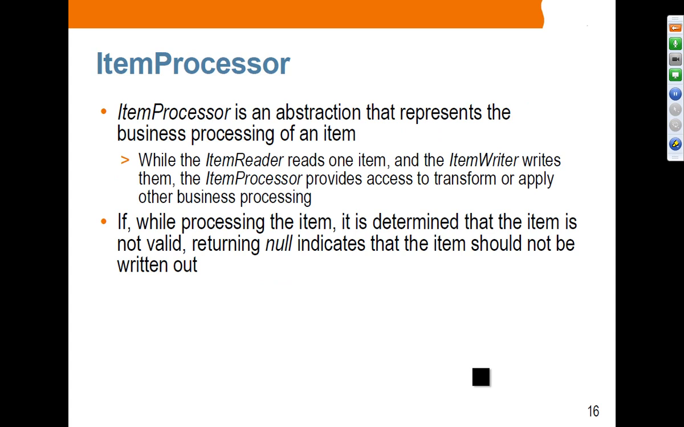Item processor is an abstraction that represents business processing of an item. The item reader reads one item and the item writer writes them. The item processor provides access to transform the item or apply other business logic. So it will do something to the item. If, when processing the item, it is determined that the item is not valid, it will return null, and that indicates that the item should not be written out.